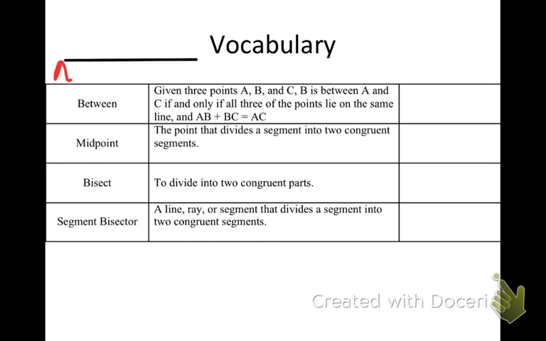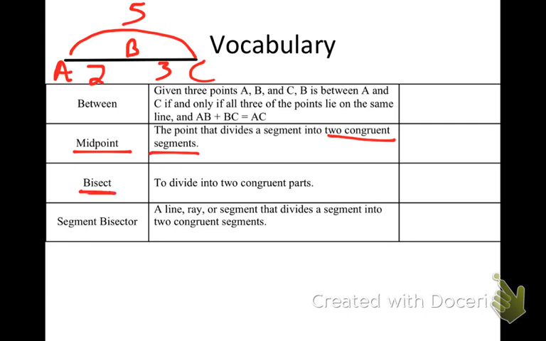If I have A and C, and B is between them, well, that means if AB is 2 and BC is 3, what's AC going to be? 5. That's what between means. Between means it takes a whole segment and cuts it up into 2 parts. It is between the endpoints. Midpoint. The point that divides the segment into 2 congruent segments. So midpoint cuts it in what? Cuts it in half. And midpoint would cut it in half.